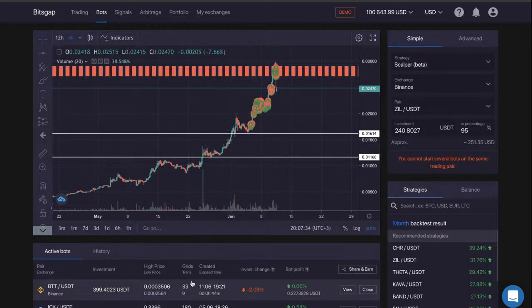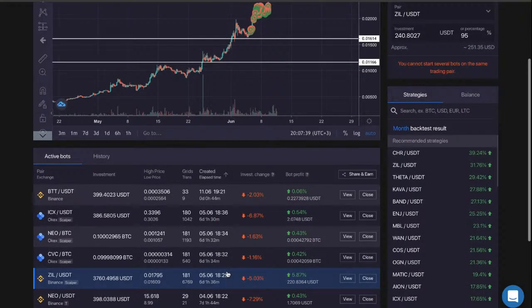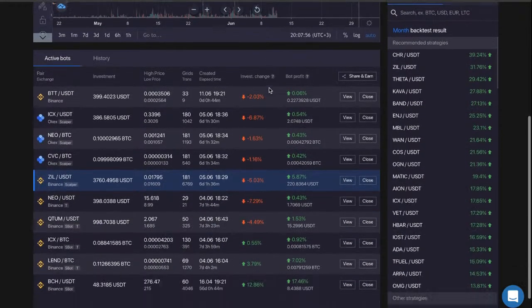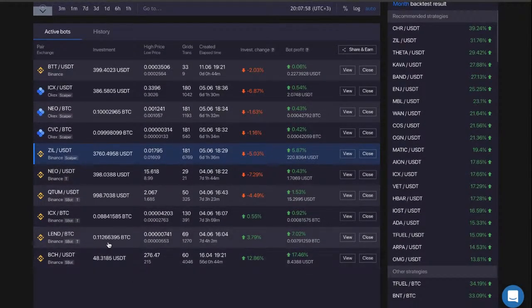So that's why I launched this scalper bot once I saw the bounce off the support level. And now you see that only for these 6 days I had a profit of $220 added to my initial investment of $3,760. And let me show you some other examples, like Lend trading to BTC.